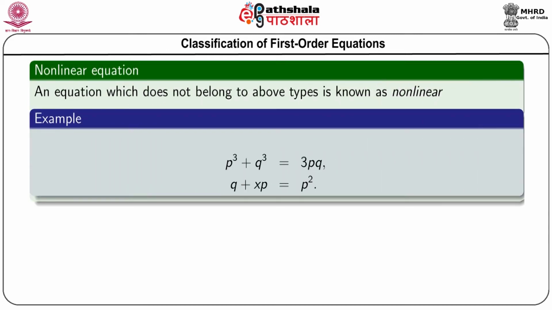And the most complicated type is the nonlinear equation, where the equation does not belong to any of the three types which we have described already. So, these are examples of nonlinear equations: p³ + q³ = 3pq, and q + xp = p². Now, I am going to discuss the origin of a first order partial differential equation.